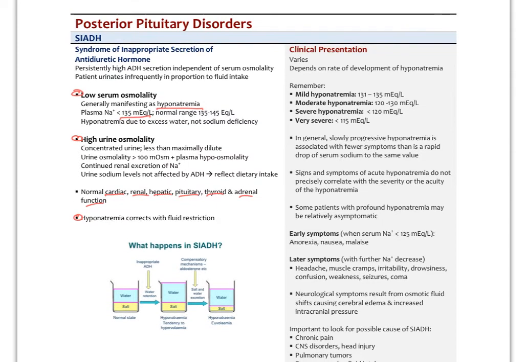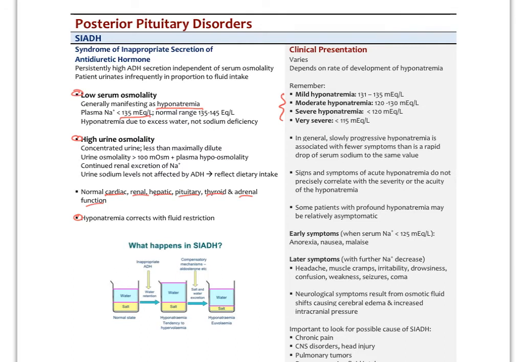How does it present clinically? It really depends on the rate of development of the hyponatremia. So again, we want to classify the hyponatremia as mild, moderate, severe, or very severe. Usually with severe and very severe, you're just referring that patient right off to the ED, especially if they're showing neurological signs and symptoms. Generally, if it progresses very slowly, they might have very few signs. And in an elderly patient, you might just notice things like confusion, increased falls, forgetfulness, things like that.